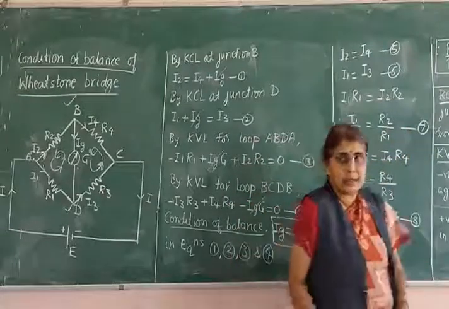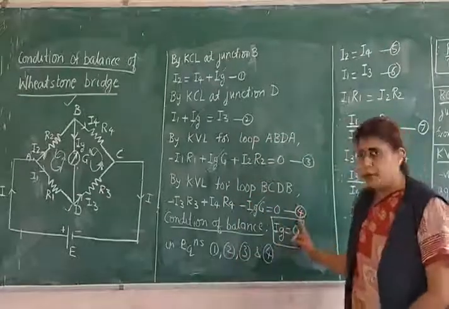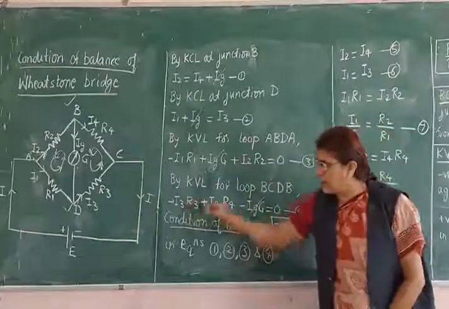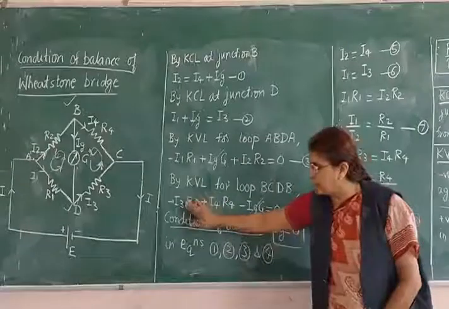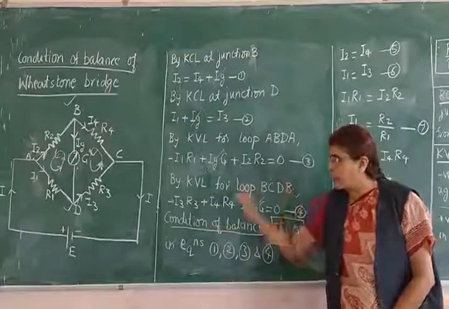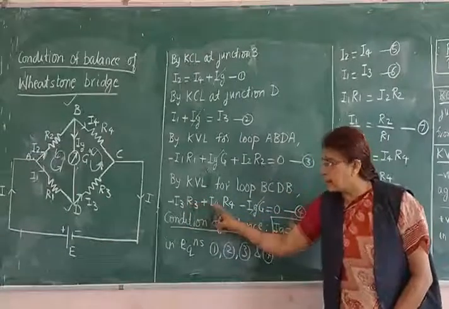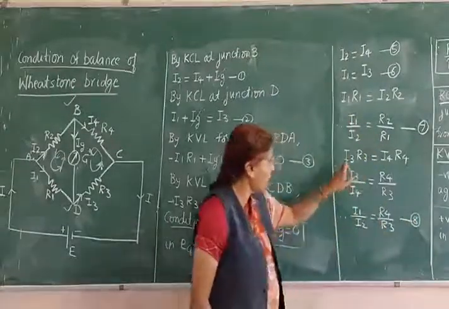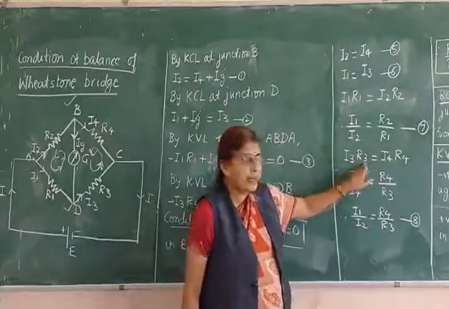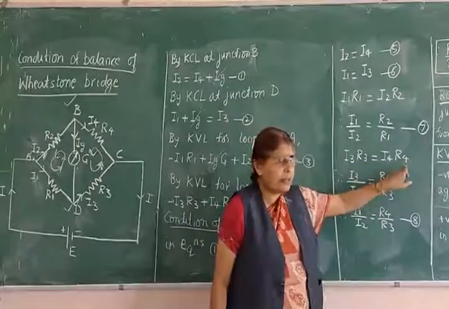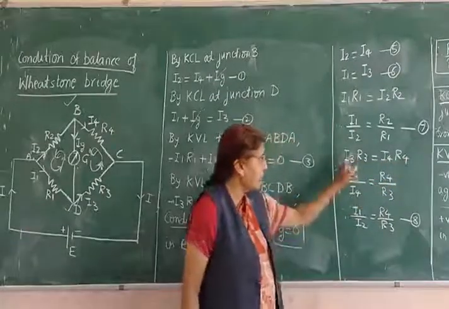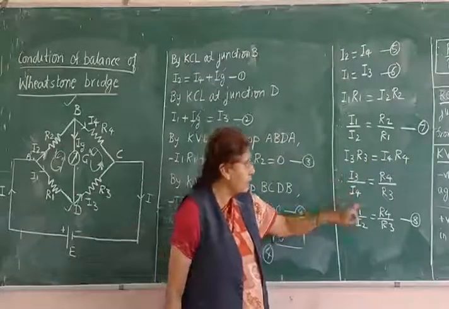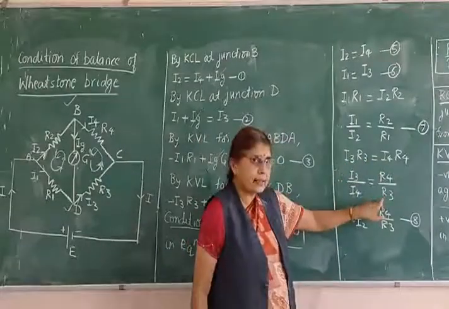Same thing we shall do in the last equation, that is equation 4. Putting Ig equals to 0, you are left with only 2 terms, one negative and another positive. If you take this to the other side, it becomes plus. So you will have I3 R3 is equal to I4 R4. Again a slight rearrangement: I take the ratio, so I3 upon I4 is equal to R4 upon R3.